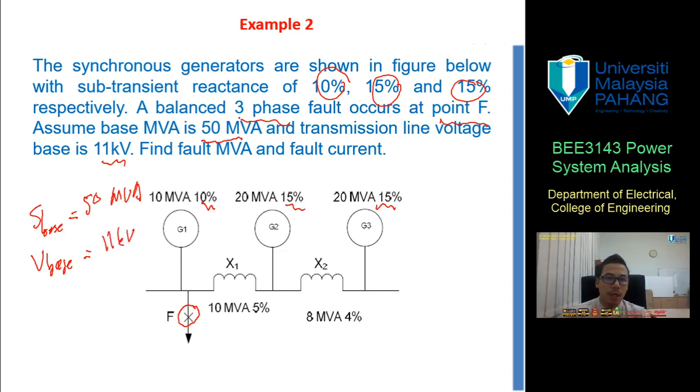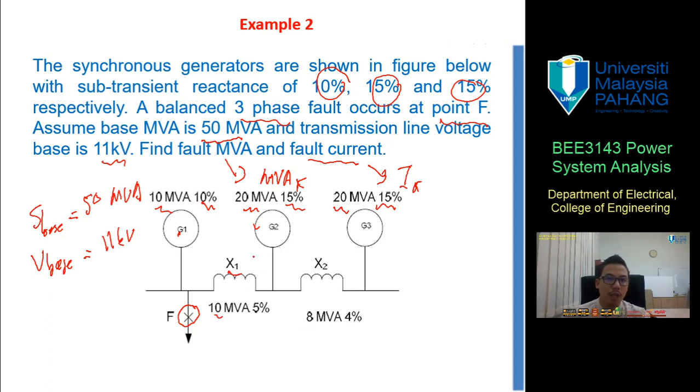Find the fault MVA, the MVAF, and the fault current, which is IF. Each MVA rating for G1, G2, and G3 is given as 10, 20, 20. There is also a line reactance, which we define as x1 and x2, with their own values: 10 MVA with 5% and 8 MVA with 4%.